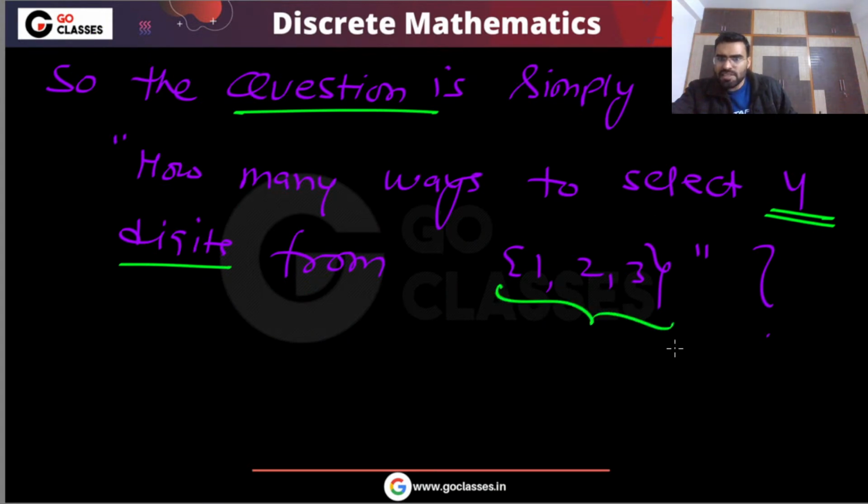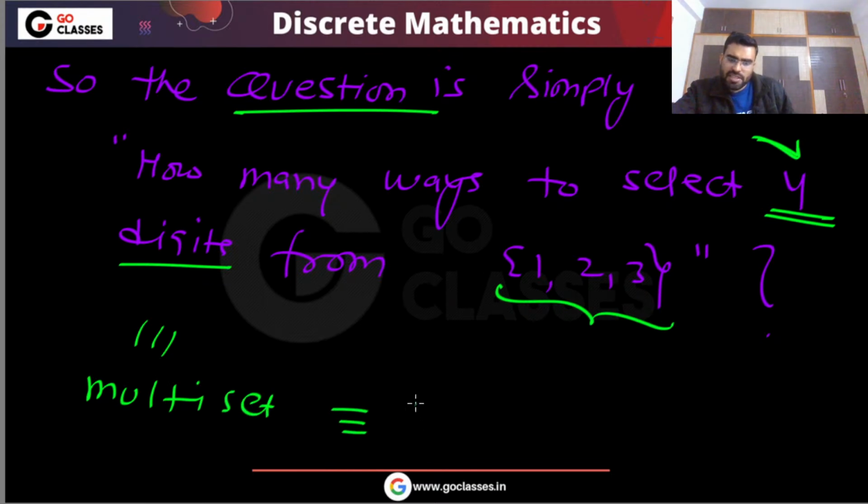How many multi-sets of size 4 can you make from this set? How many ways are there to select four digits from this set? This is your multi-set problem, or I can say this is your IODB problem. Yes or no?